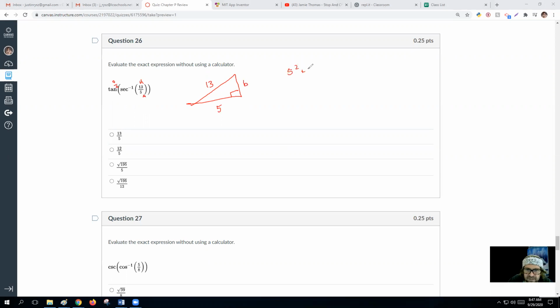So 5 squared plus b squared equals 13 squared. 25 plus b squared equals 169. Subtract 25, that'd be 144. And hey, this works out nice. Take the square root, that would be 12. So if we want to find the tangent, all we need to do is name the opposite, which is 12, over the adjacent, which is 5. So 12 over 5 would be the answer.